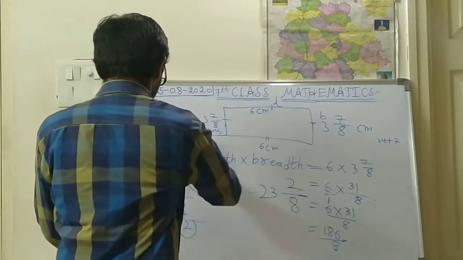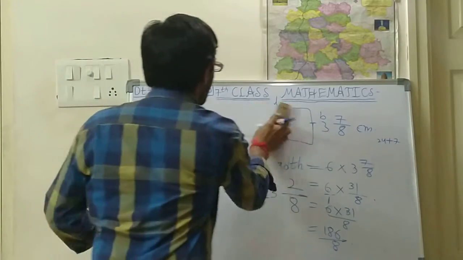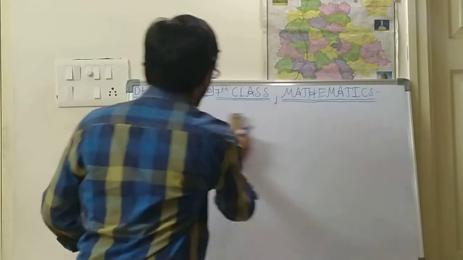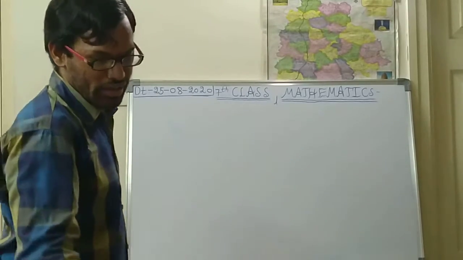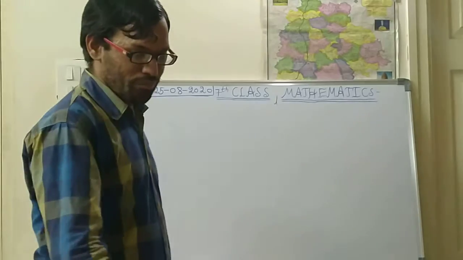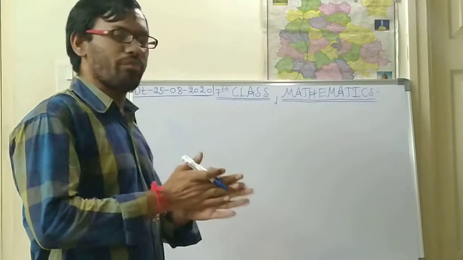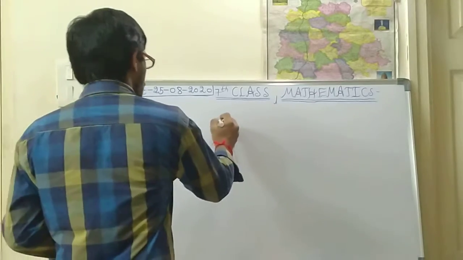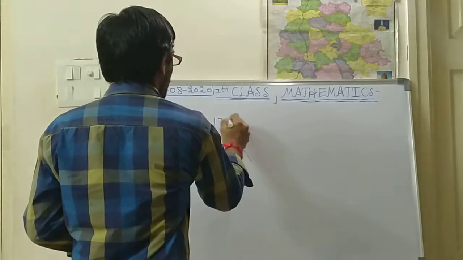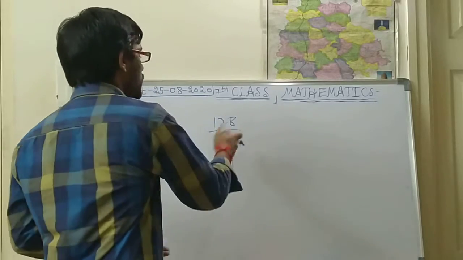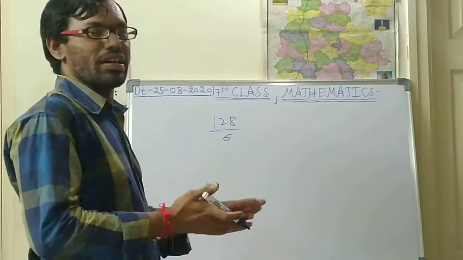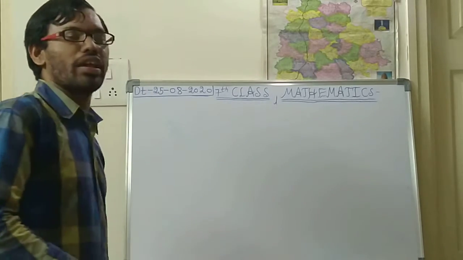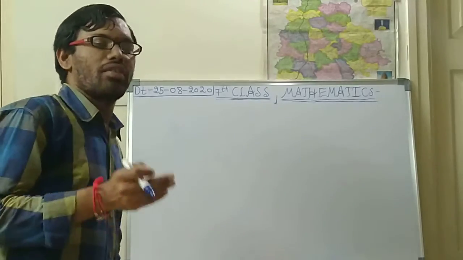So next we should go on. We shall do some problems regarding multiplication of integers. For some problems you can do the pictorial representation also. Suppose you got 128 by 6, for this you can't do the pictorial representation. Only for some problems which have smaller numbers can you do the pictorial representation.